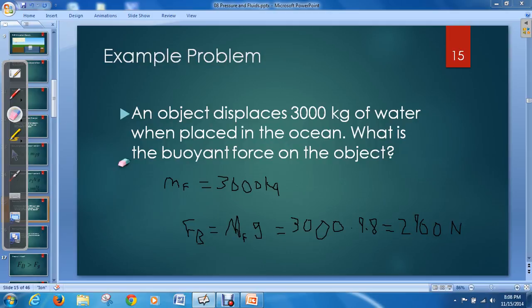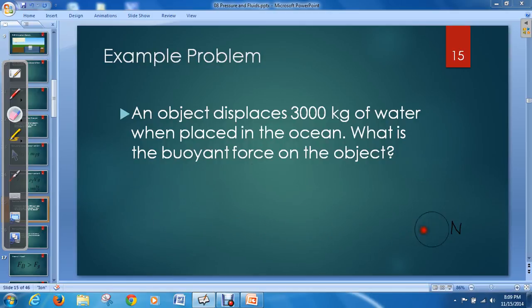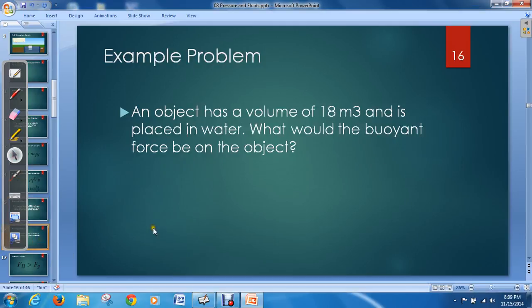Okay, so again, if it gives us the mass of the fluid displaced, we use the first version. But in most practical situations, that's not what they're going to give us. So let's look at another example. So an object has a volume of 18 cubic meters and is placed in water. What would the buoyant force be on that object?